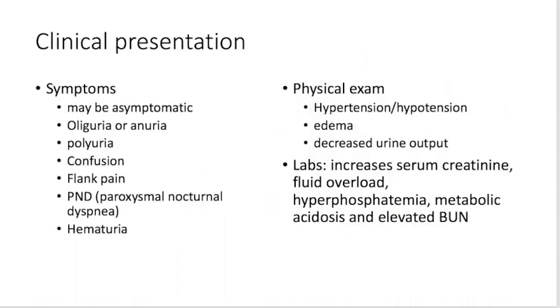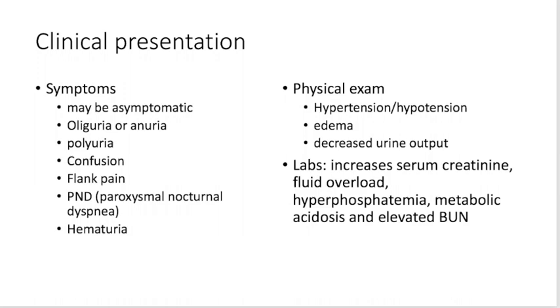So the clinical symptoms, regardless of whatever type of renal failure is going on, may be asymptomatic depending on the severity of it. You would have a decrease or lack of urine. You may also have polyuria, confusion, flank pain, paroxysmal nocturnal dyspnea, hematuria. We would have hypo or hypertension, edema, decreased urine output.